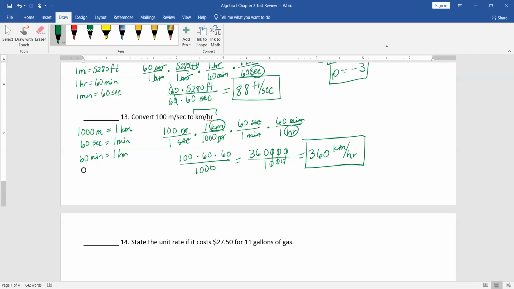Now, if you really want to see how fast that is, you can convert that from kilometers per hour to miles per hour, which is not a simple conversion, but you'll find that it's still really fast. Maybe not NASCAR fast, but close to NASCAR fast, I think. Anyway, so that's your answer there, 360 kilometers per hour. Maybe on the Autobahn.